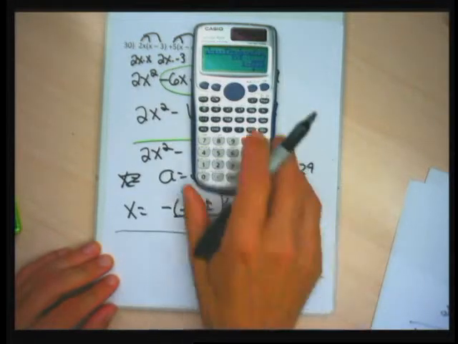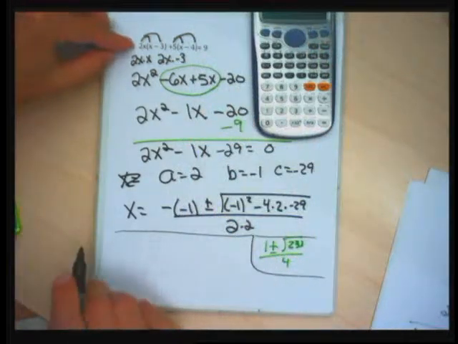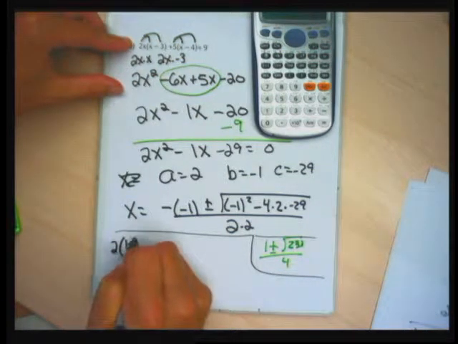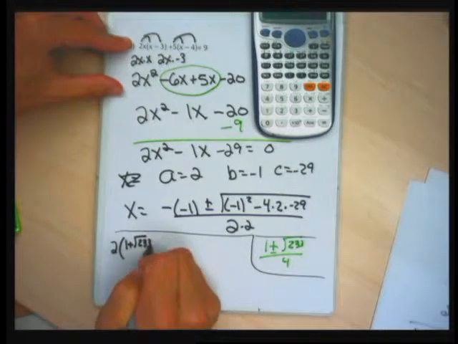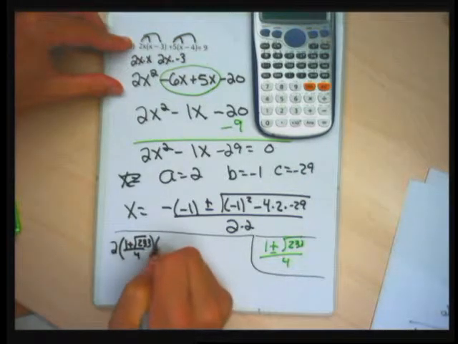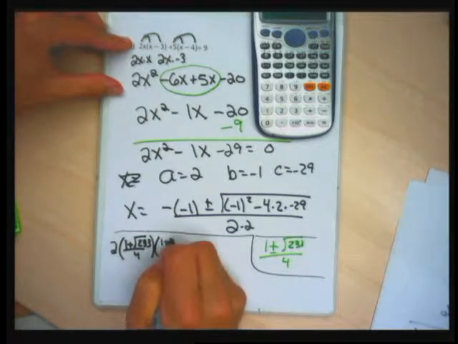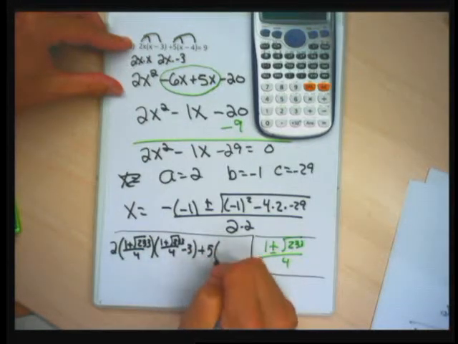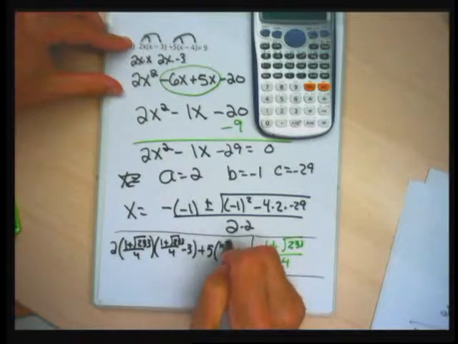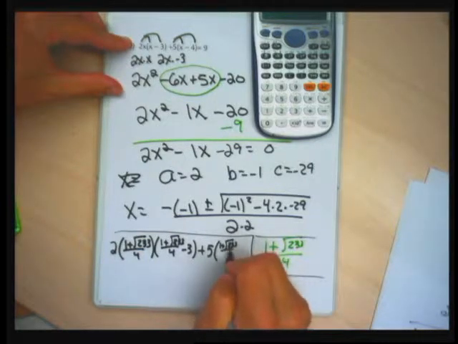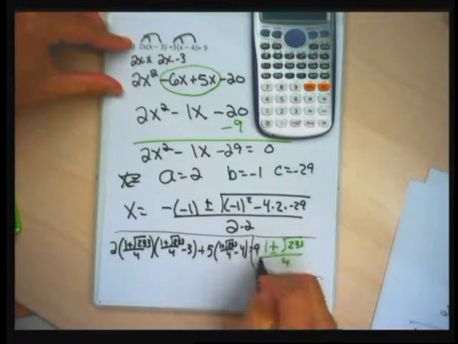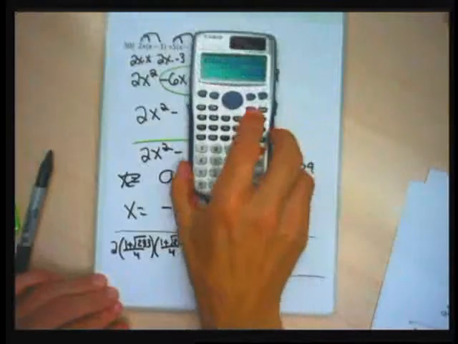So I say that's the answer. To check, I've got to enter that thing a horrible number of times. So I need to go 2 times (1 plus the square root of 233)/4 times (1 plus the square root of 233)/4 minus 3, plus 5 times (1 plus the square root of 233)/4 minus 4. And that whole thing has to equal 9. I can do it, but I don't really want to do it.